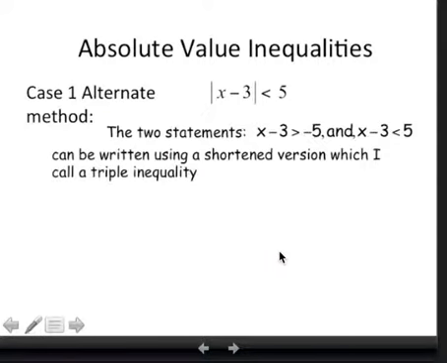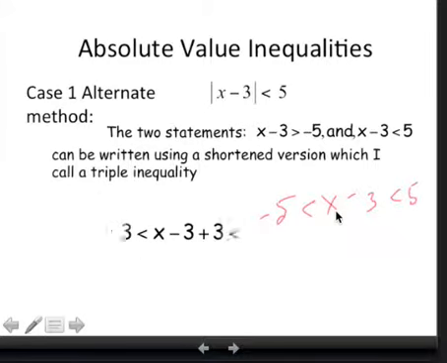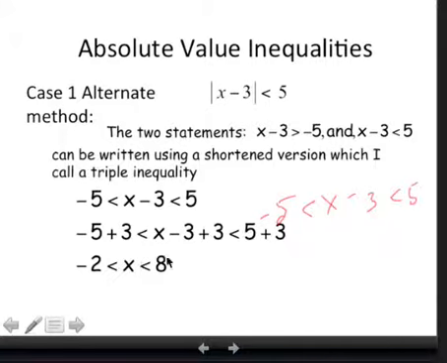So let's look at one more alternate method. Here absolute of x minus 3 is less than 5. The two statements x minus 3 is greater than minus 5 and x minus 3 less than 5 can be written as a shortened triple inequality. So instead of solving it twice, we can just write it as a triple inequality. It becomes that much simpler to solve the question. So you write it as a triple inequality, then add 3 on both sides and you end up with x greater than minus 2 and less than 8.